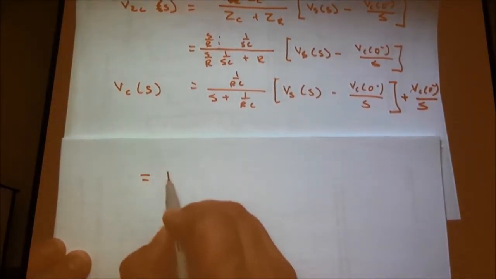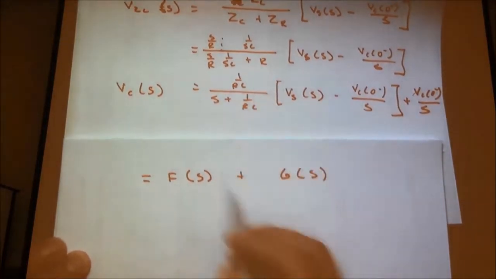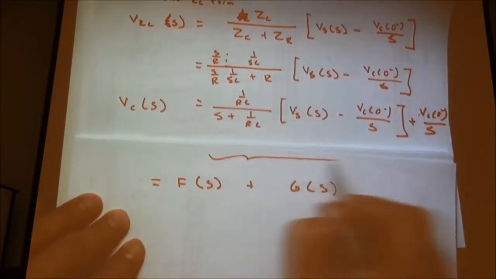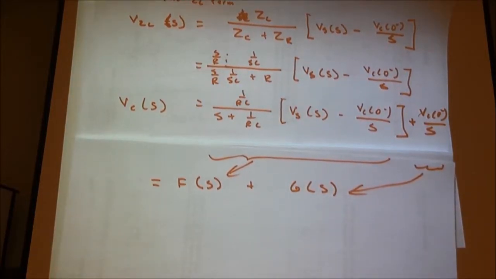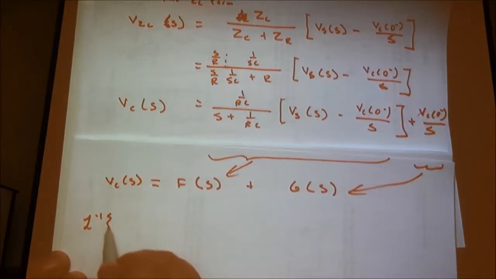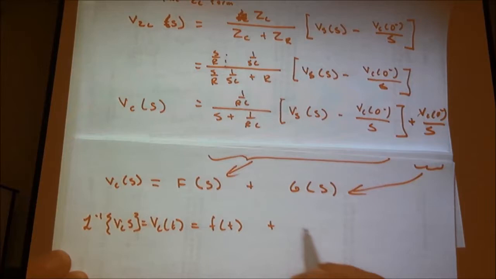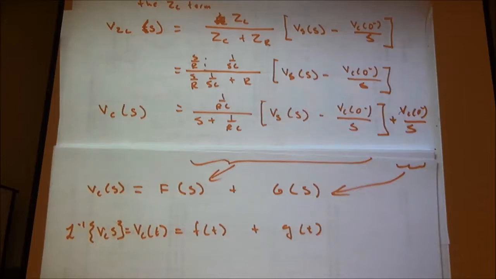We could write this as just some capital F of s plus G of s, where F is that guy, and G of s is that guy. You could write it like that. When you take the inverse Laplace transform, so Laplace minus 1 of Vc of s, which we know was vc of t, winds up being f of t plus g of t, whatever the Laplace transform is of that. Well, this Laplace transform we're very familiar with.